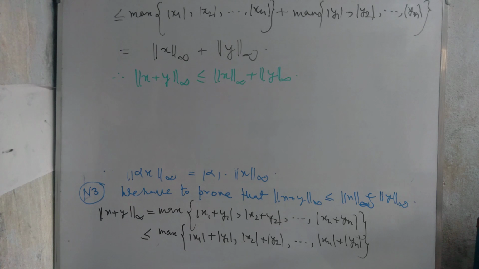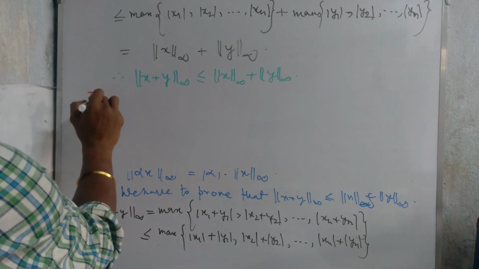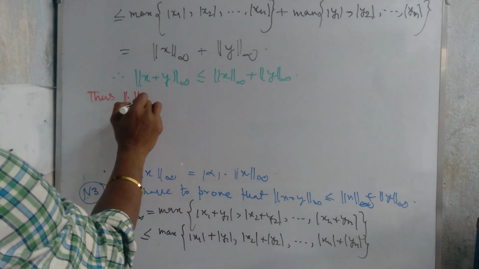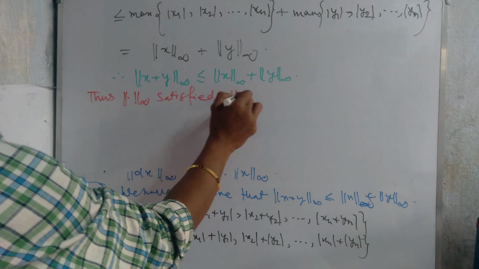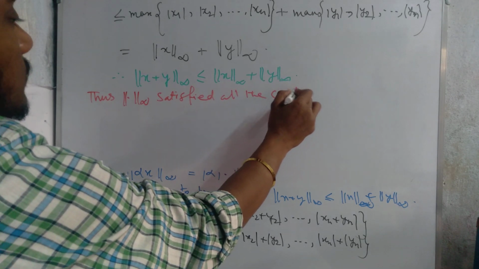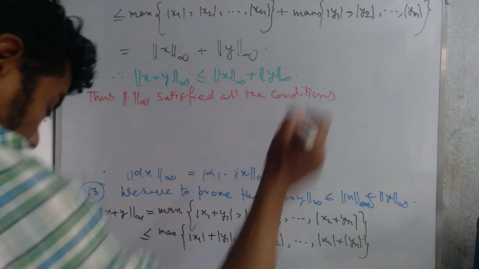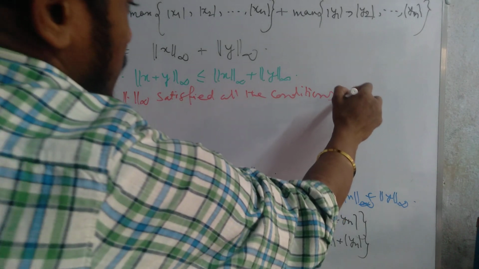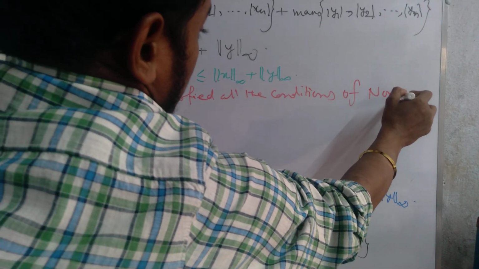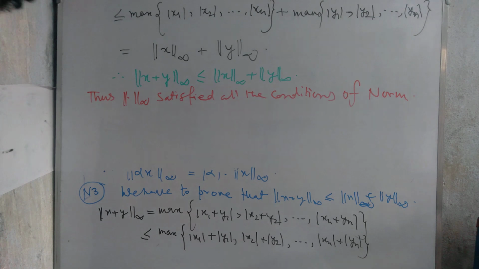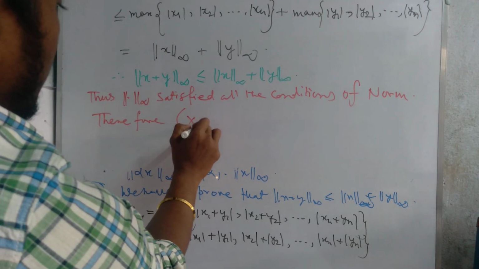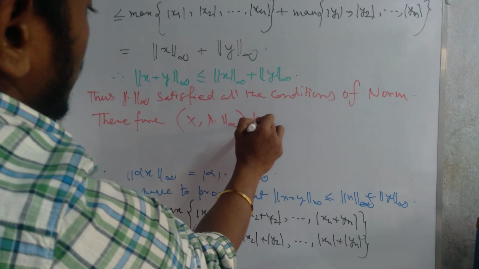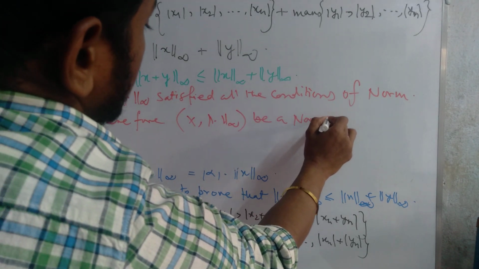Thus norm infinity satisfies all the conditions of a norm. Therefore X with norm infinity is a normed space.